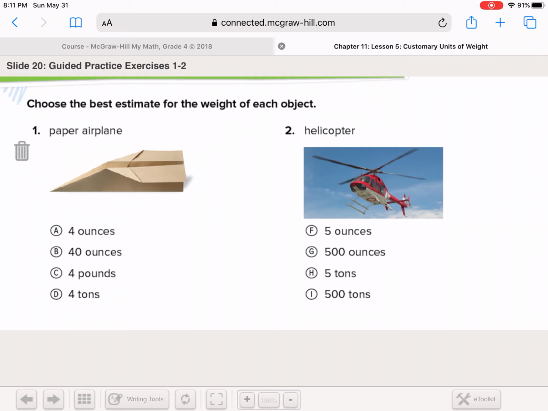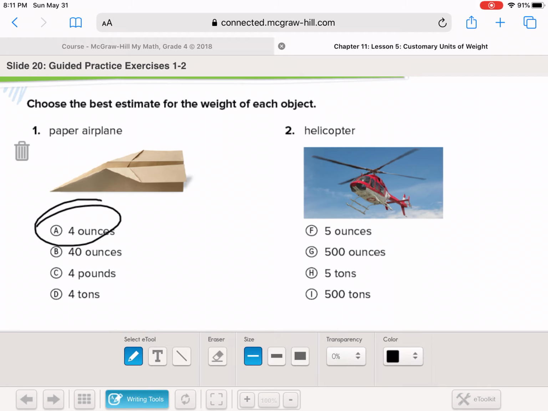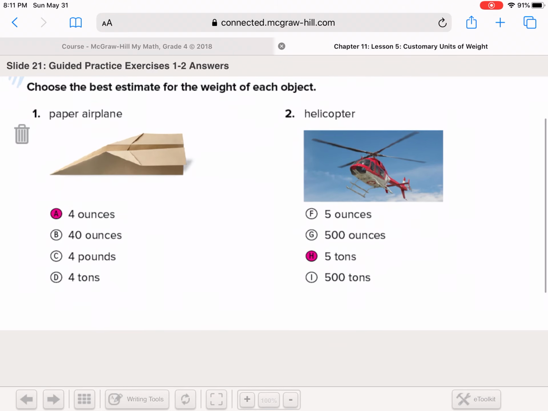Okay. So what would be the best estimate of the weight for each object? Would it be 4 ounces, 40 ounces, 4 pounds, or 4 tons? So 4 tons would be 4 cars. So we know a paper airplane would probably be 4 ounces. A helicopter, is it 5 ounces, 500 ounces, 5 tons, or 500 tons? Well, if it's got to go in the air, it's probably not 500 tons. Of course, watch, I'll get this wrong. I think it's 5 tons. Okay, whew. I'm over here wiping my brow saying, thank God it's 5 tons.